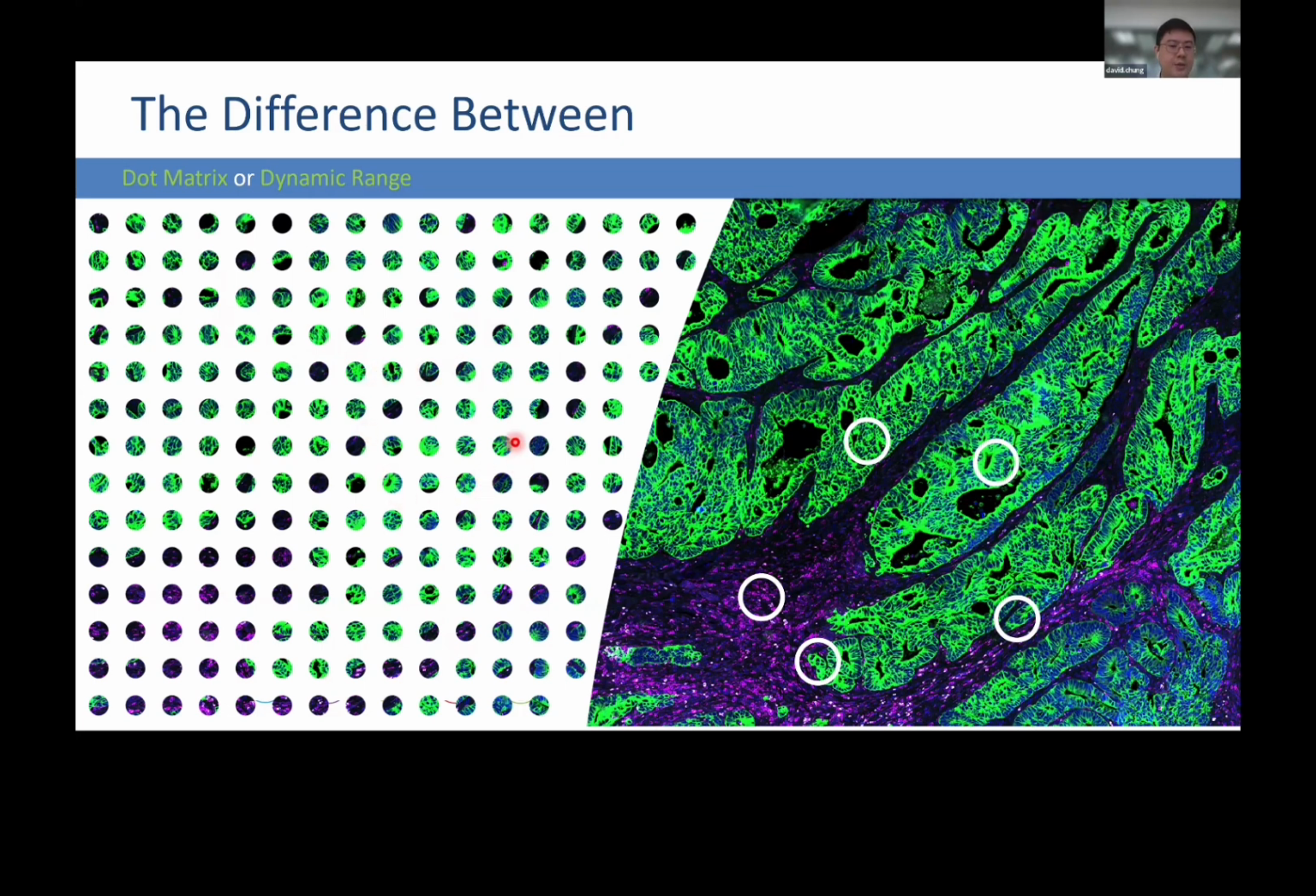So chances are you will still get some useful data from here due to different spots covering different regions on the tissue, different cell types, but it loses the flexibility. So you also miss out on anything that is happening in between all the empty spaces here. So NanoString gives you the flexibility to pick specifically the region that you want to profile on the tissue section itself.